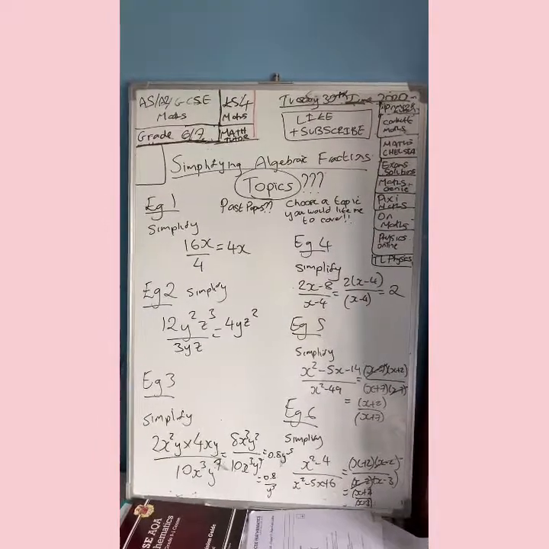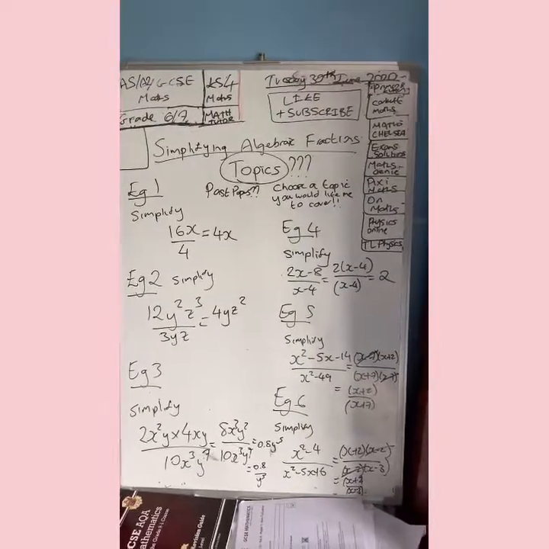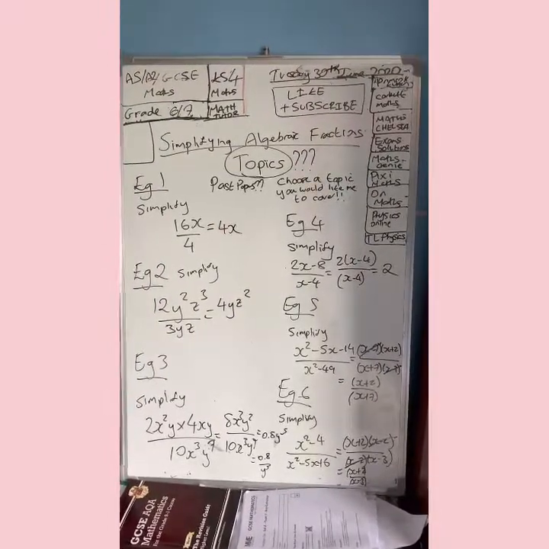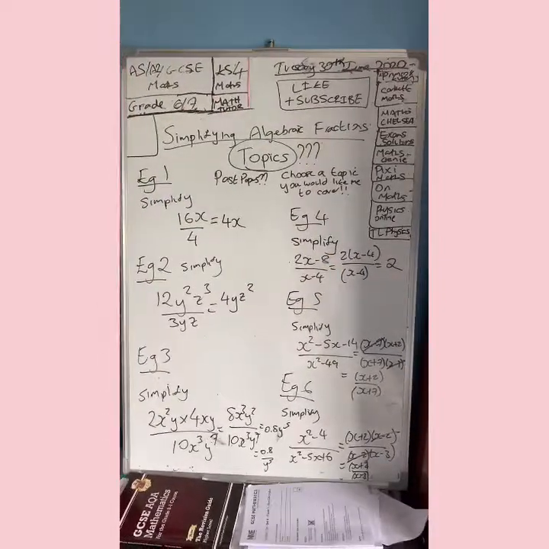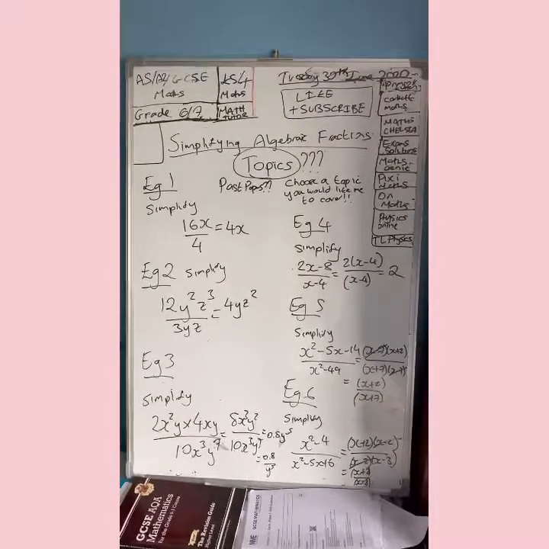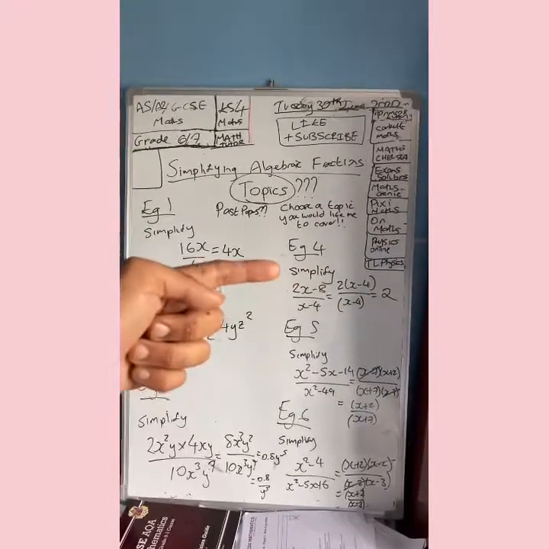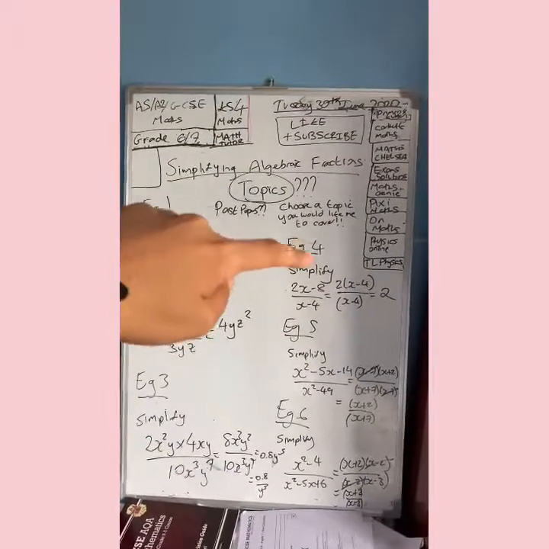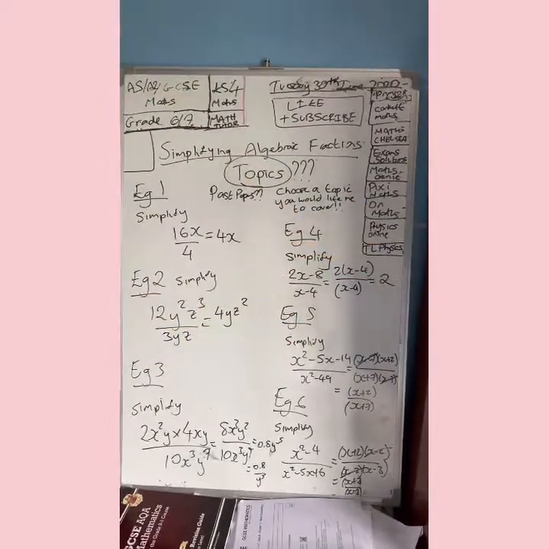Right, guys, example 4: simplify 2x minus 8 over x minus 4, which equals 2 brackets x minus 4 divided by x minus 4. So cancel the x minus 4, and I just get 2. What I've done here, guys, is factorize the numerator. I've taken the 2 out as a factor, brackets x minus 4. 2 times x gives me 2x, 2 times minus 4 is minus 8. That's how I get that, and then I just cancel to get 2.